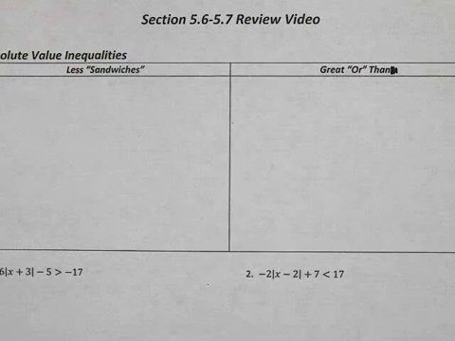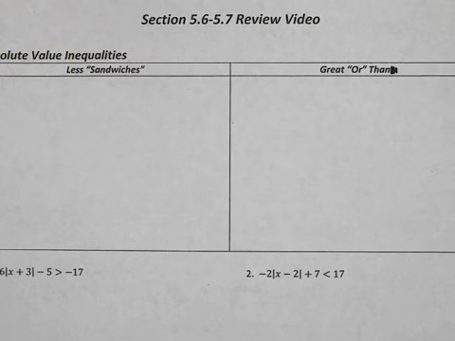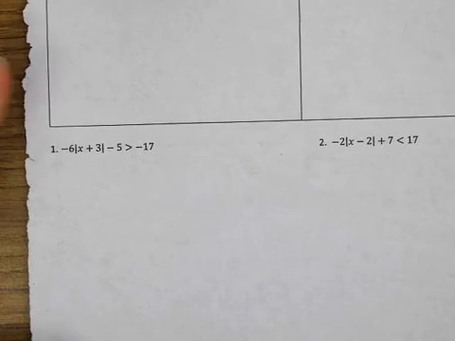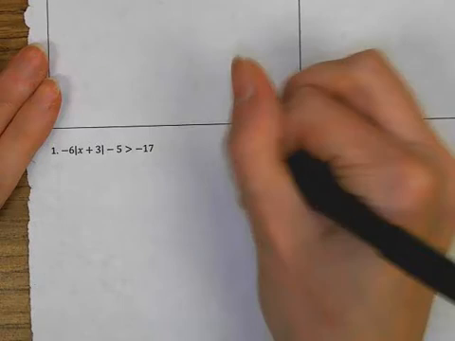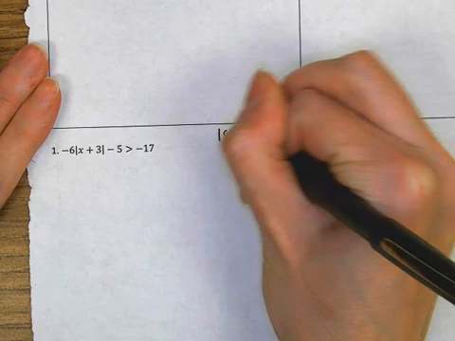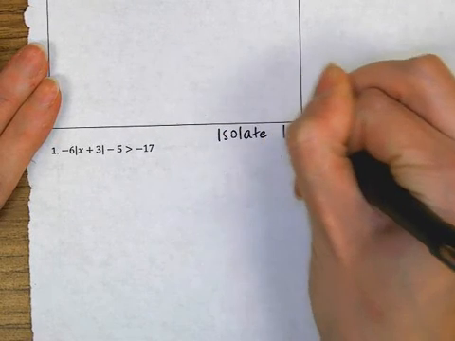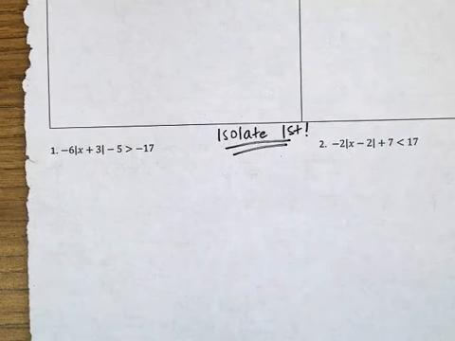All right, today we got a 5.6 to 5.7 optional review video. It's going to cover absolute value inequalities and solving, graphing inequalities. So if you look down at number 1 and number 2, big thing to remember is you need to isolate first. Okay, before you do anything, you need to isolate first.